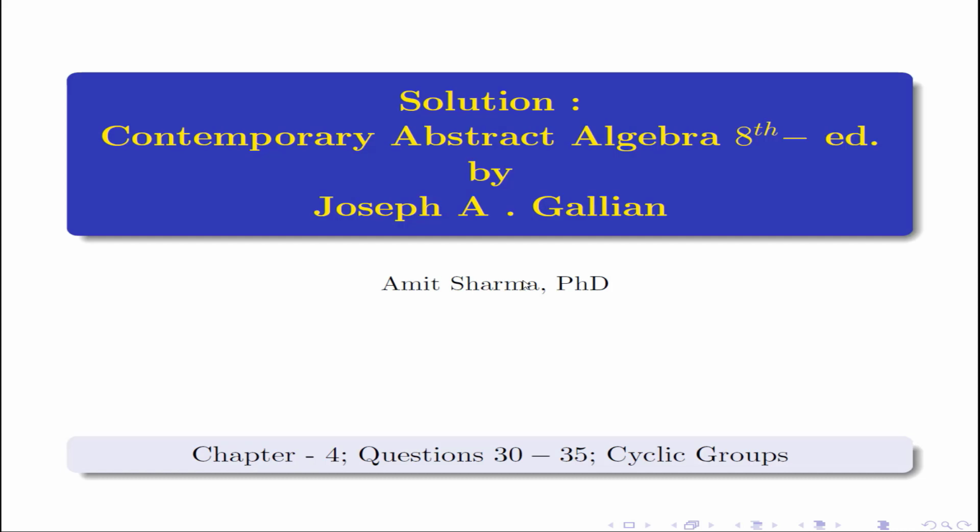We are going to solve questions 30 to 35 of chapter 4 from the book Contemporary Abstract Algebra by Joseph Gallian. So without a delay, let's start.